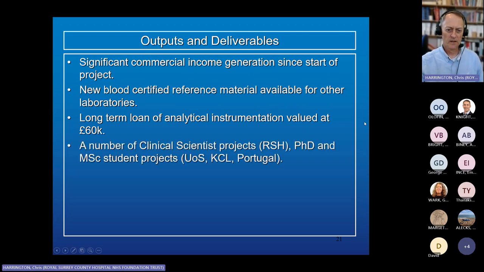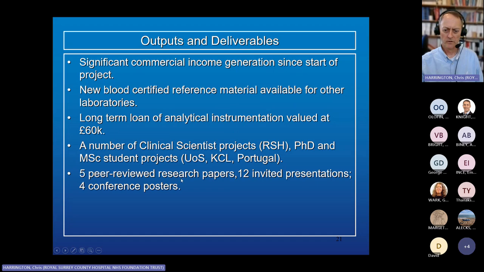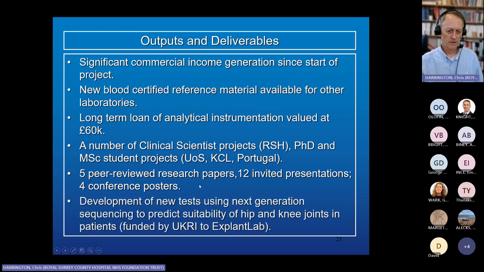We also did a lot of training, a number of clinical scientist projects for Royal Surrey. We also had the PhD and MSc students from the University of Surrey. Also King's College London visited, and we had some overseas visitors who worked with us on this project. We produced 5 peer-reviewed research papers, 12 invited presentations, and 4 conference posters. And it led on to this new availability of a test for patients and clinicians, so that they could identify if they're at risk from using these particular hip replacements.